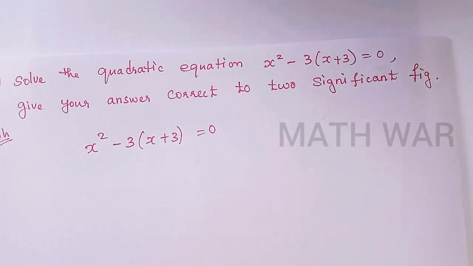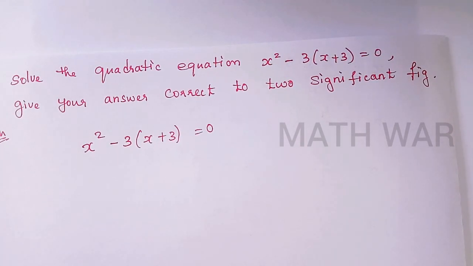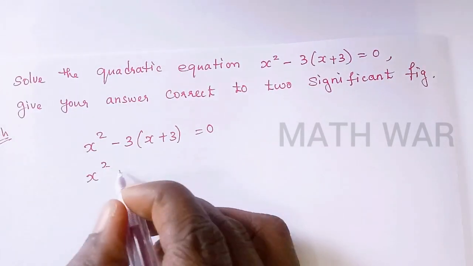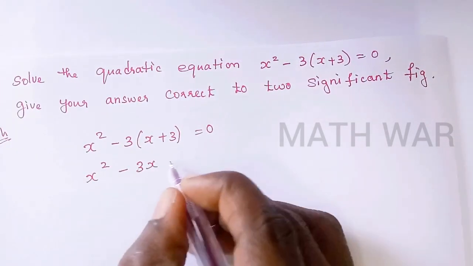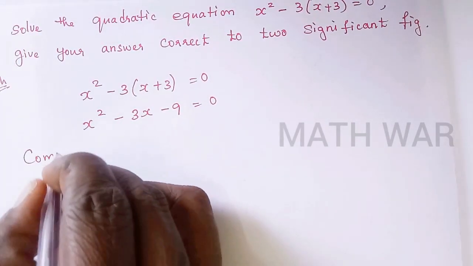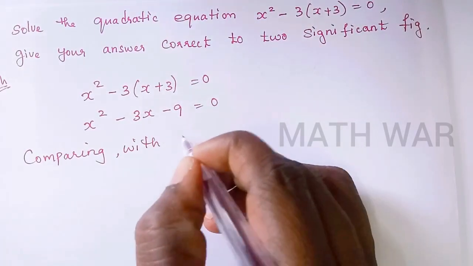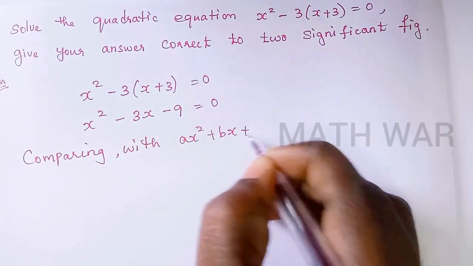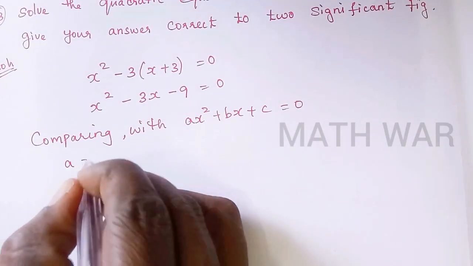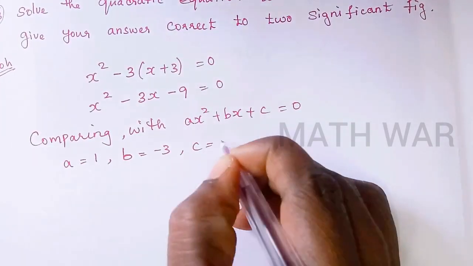As per the procedure, if it is not in the form of ax square plus bx plus c, you should simplify it and bring it to the general form. So here I am multiplying it inside: x square minus 3x minus 9 equal to 0. Now it is of the form ax square plus bx plus c. Comparing with ax square plus bx plus c equal to 0, we get a value as 1, b value as minus 3, c value is minus 9.